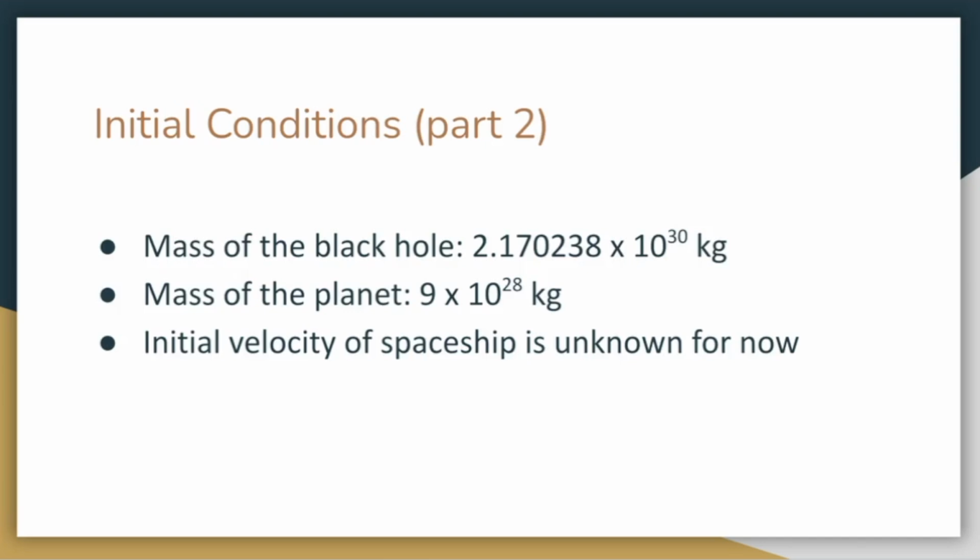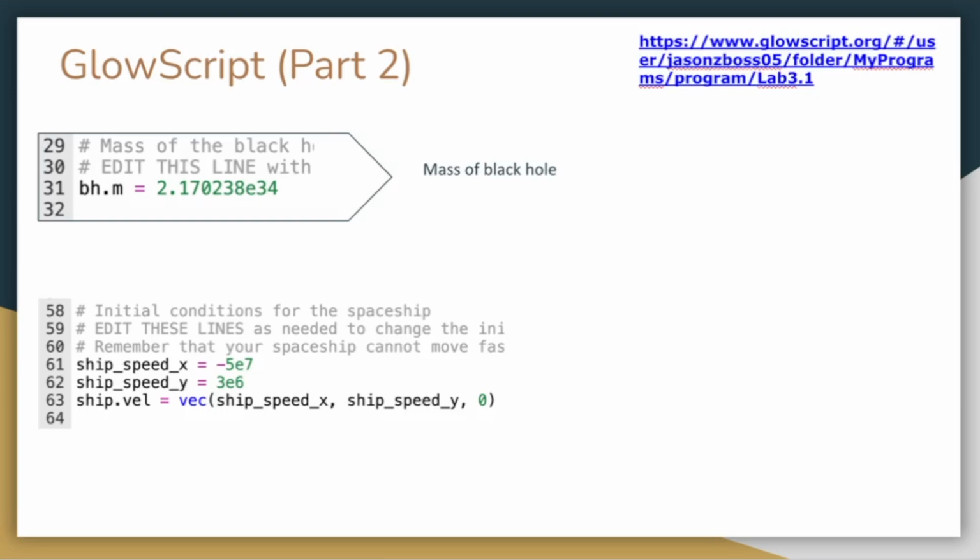The initial conditions for part two are the following. The mass of the black hole is still 2.17 times 10 to the 30th power kilograms, which we found in part one. The mass of the planet is 9 times 10 to the 28th power, which is given. The units are kilograms again. And the initial velocity of the spaceship is unknown for now. We will now use the mass of the black hole we got from part one and use it for part two inside the GlowScript.